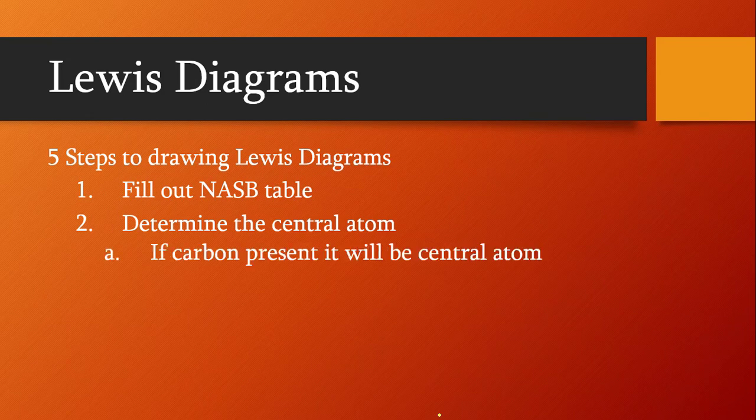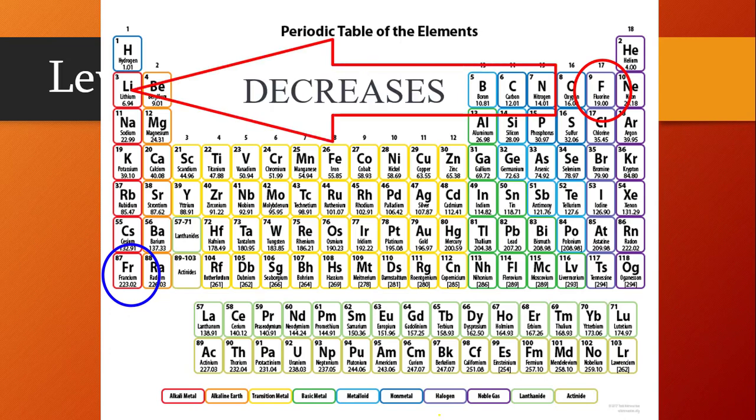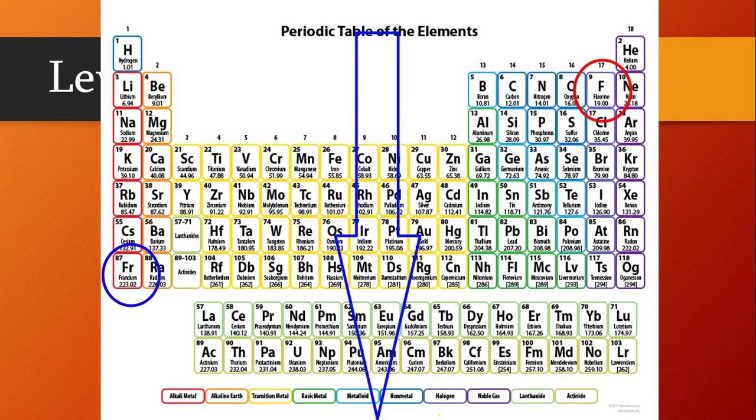If carbon is present, it will be the central atom. If carbon is not present, it will be the least electronegative atom. How do we know the electronegativity? You don't need to know the absolute value, you just need to know where it lies on the periodic table. Now remember, fluorine is the most electronegative element, and francium is the least electronegative. So, as you go from right to left, the electronegativity decreases. As you go top to bottom, the electronegativity decreases.